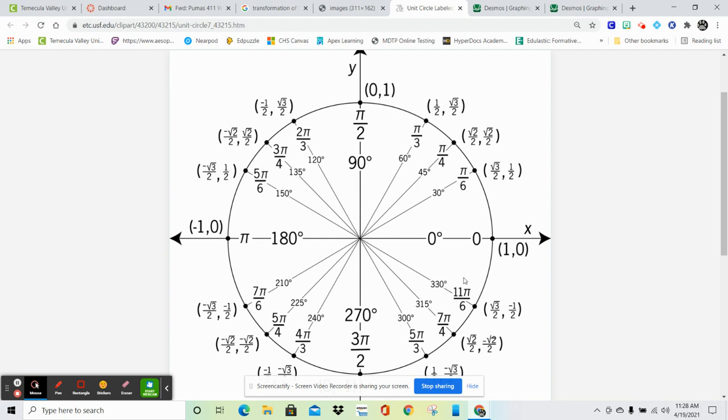All right, and then after that, it repeats itself, right? Because we go around, that's 2 pi, and now we're at 13 pi over 6, which is the same as pi over 6. So all the stuff starts to repeat itself. That's the nice thing about periodic functions, everything just repeats itself.